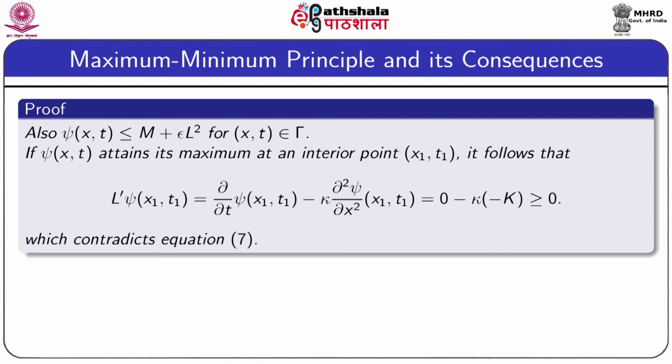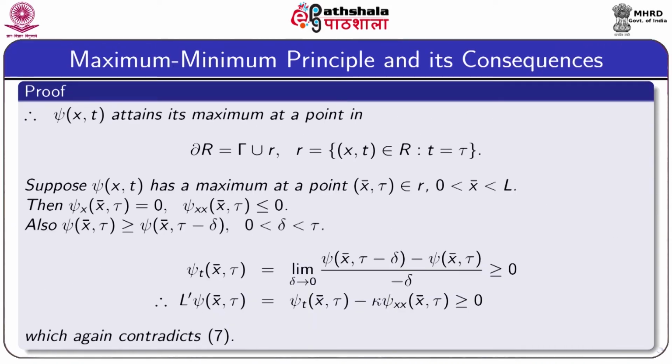The contradiction arises because we assumed that ψ attains its maximum at an interior point (x1, t1). So, ψ cannot attain its maximum at an interior point. Alternatively, we now assume that ψ attains its maximum at a point on the boundary, that means at a point in ∂R, where ∂R equals the region Γ union r.